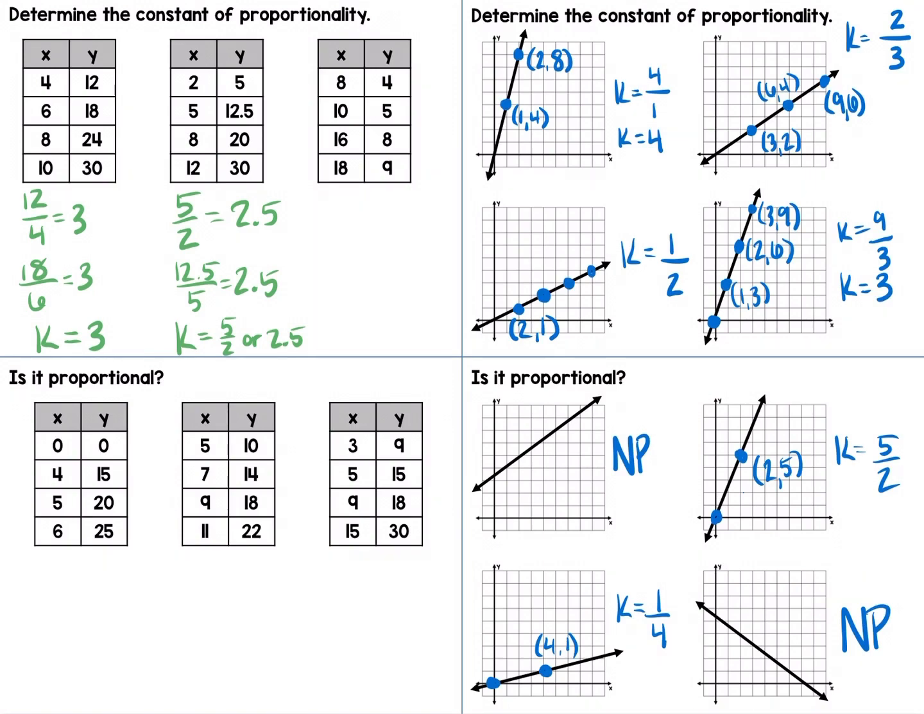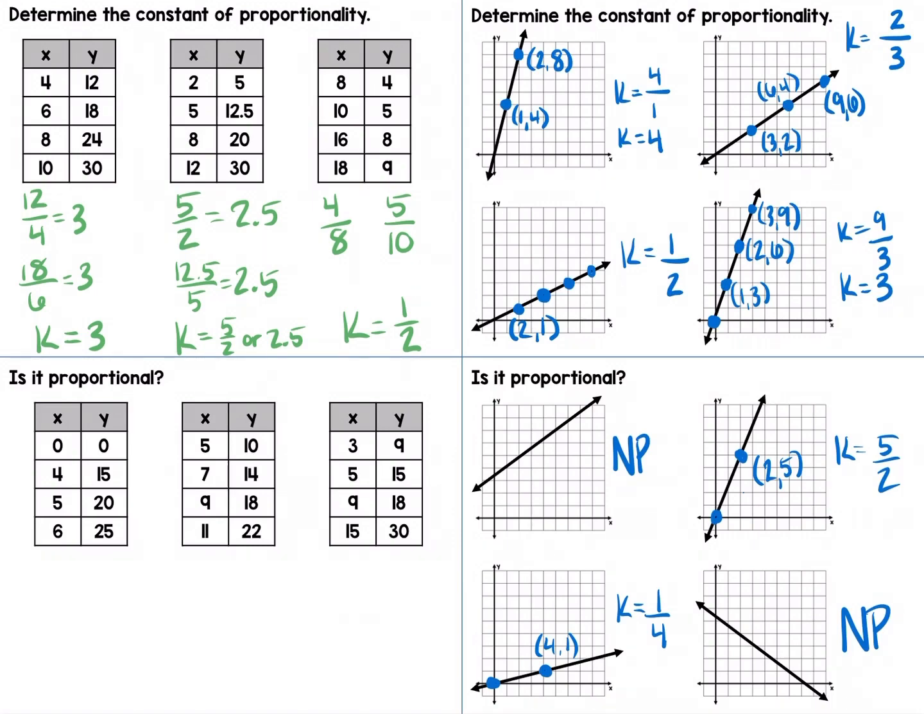Okay, so this last one, we have y over x. So this is where you have to pay attention. It is not always the biggest number goes on top. Your y values are right here. So this would be 4 over 8 or 5 over 10. And so those reduce to 1/2. So your constant of proportionality is 1/2 or 0.5, either one.